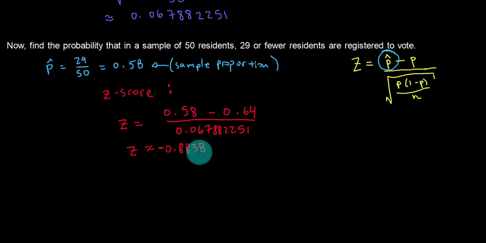Since we have just identified the z-score that connects to that proportion, we can now take that z-score to the z-table. Recall that the z-table only allows us to enter 2 decimals worth of precision. So when I go to the z-table, I'm really going to look up negative 0.88. Remember to round that accordingly.